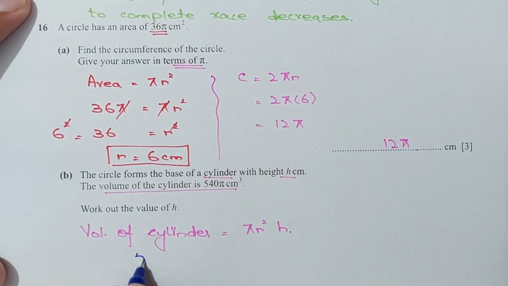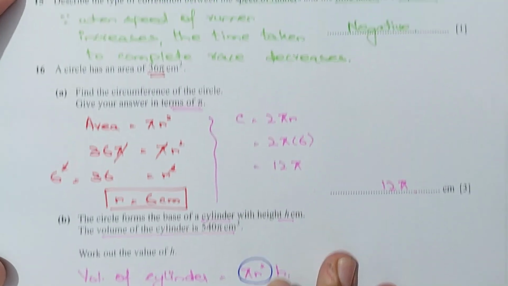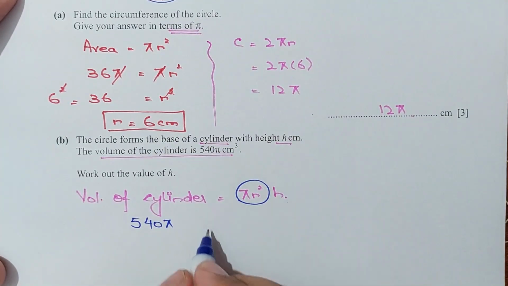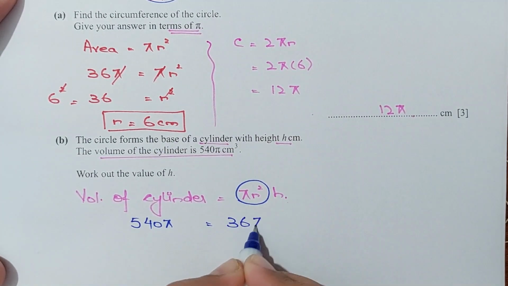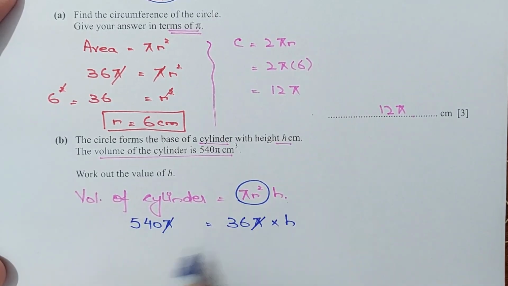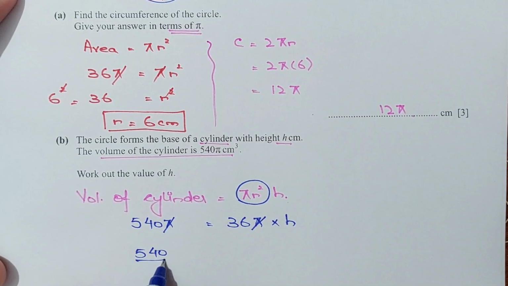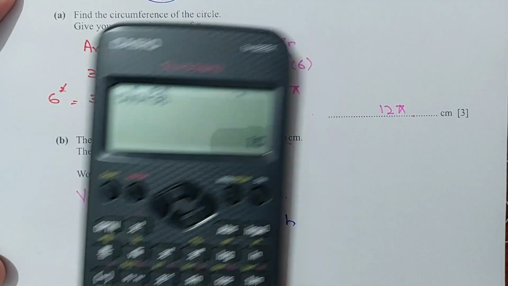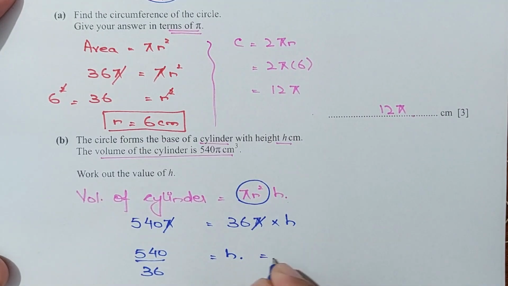Volume of a cylinder is 540 pi. Area of a circle we have been given in the question, which is 36 pi. This is 36 pi and the height is h. So pi is cancelled with pi. So 540 divided by 36, this would be the height of the cylinder. Let's simplify. 540 over 36 is 15. So 15 centimeters is the height of the cylinder.